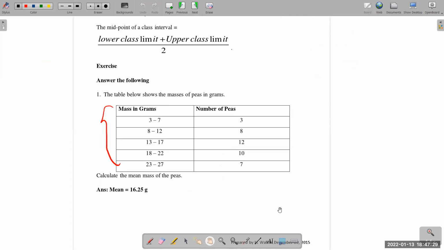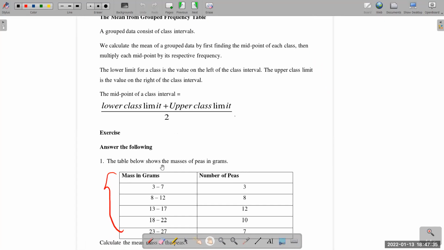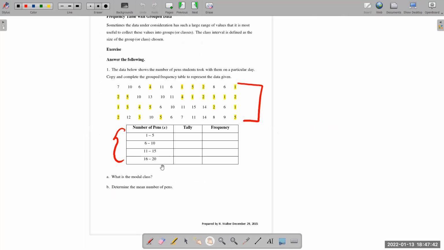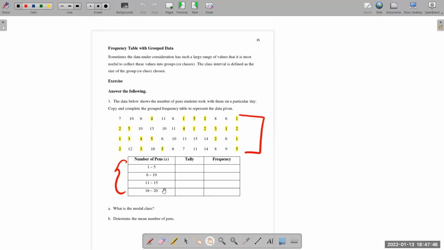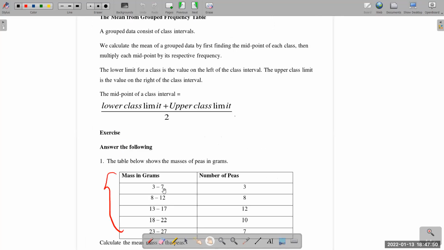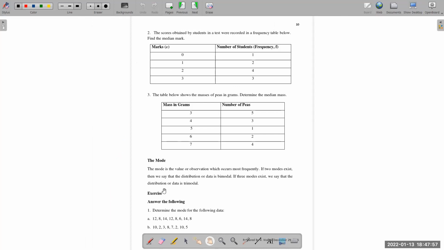So now that we've done that, let's look at the mean of grouped frequency. But before we do this, we need to look at the elements of grouped frequency. So let me just take you guys back a little bit so we could look at some concepts. Let me see if I find it. Where did it go? Every time we do something, I need to tick it off.